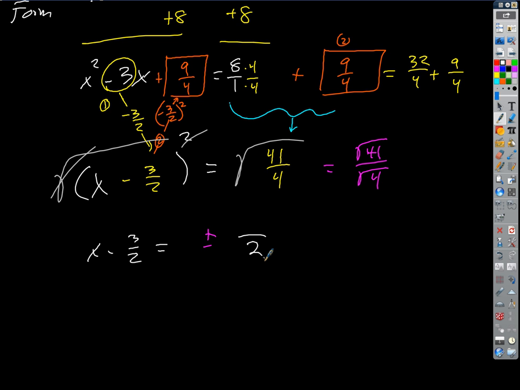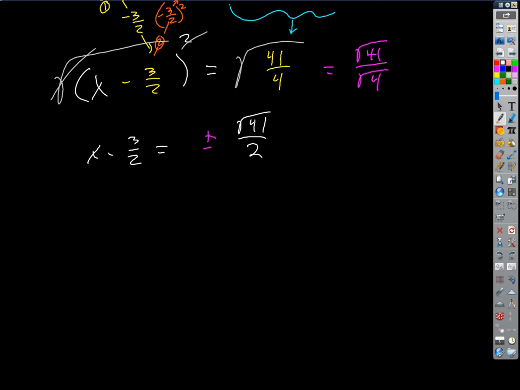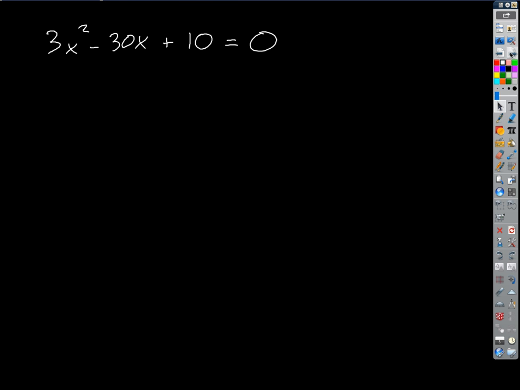The bottom is 2. Square root of 41, I think 41 is prime. Yeah, so the top, we're just stuck with radical 41. So then the last step is what? Add 3/2. So we get x equals 3/2 plus or minus the square root of 41 over 2. That's our answer. That's an exact answer, okay? All right, one more.